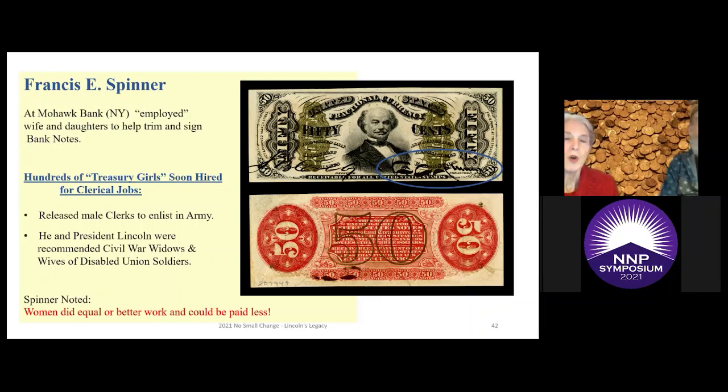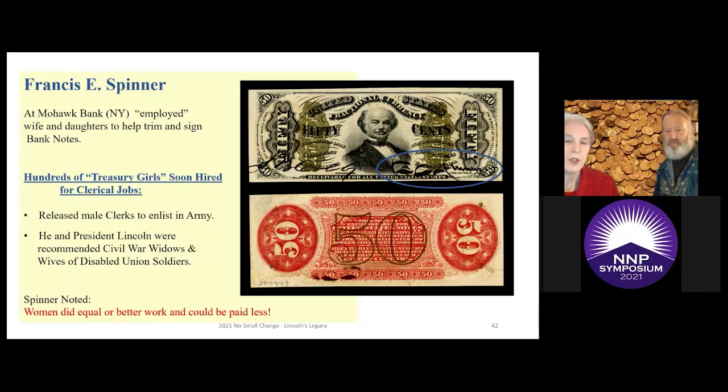The subtotal of this is that Spinner noted early on that women did equal or better work, and hey, they could actually be paid less. He and President Lincoln were avowed supporters of trying to get Civil War women who were widows, or the wives of disabled Union soldiers, or who had otherwise been directly impacted by the war, into these jobs. So now there is a new career for women, nicknamed the Treasury Girls.